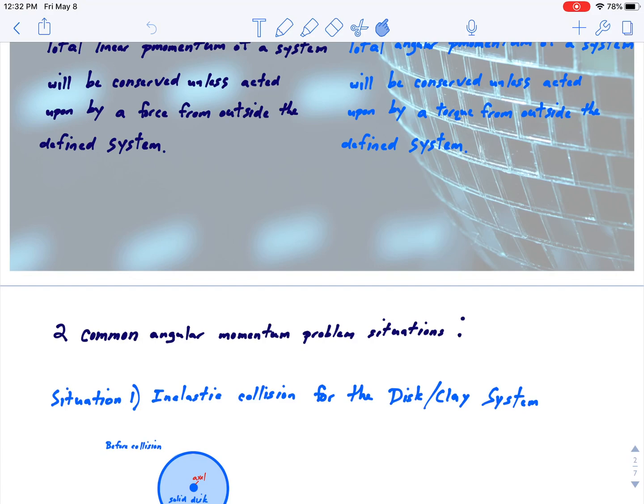Next, I'm going to go through two common angular momentum problem situations, but I'm going to do that in a different video. This is not included in the first set of notes that you need, but if you go to the Schoology page, there will be 2 more extra pages going through these example problems.